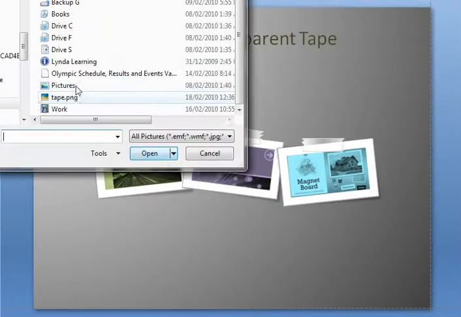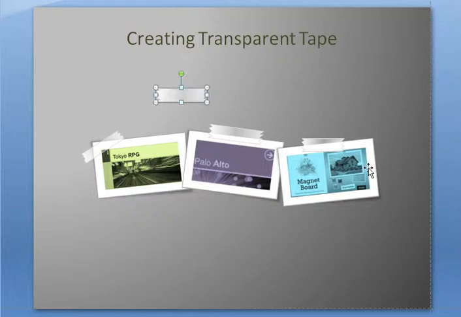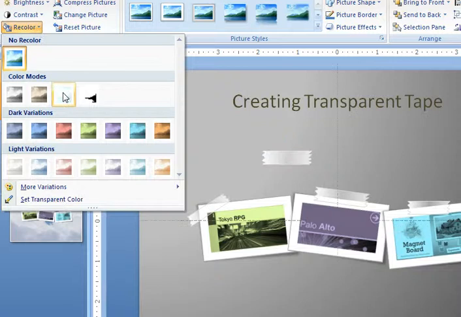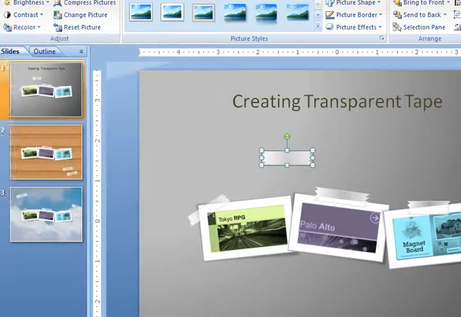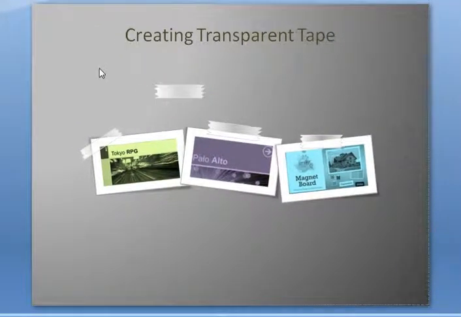If you do that, it gives you a few more options to work with it. So this is the piece of tape, and then you could use the Recolor menu, and you can change its color. You could also change the brightness and the contrast of it. So it gives you a little bit more flexibility than just a standard PowerPoint object. And that's it. That's how you create transparent tape in PowerPoint.